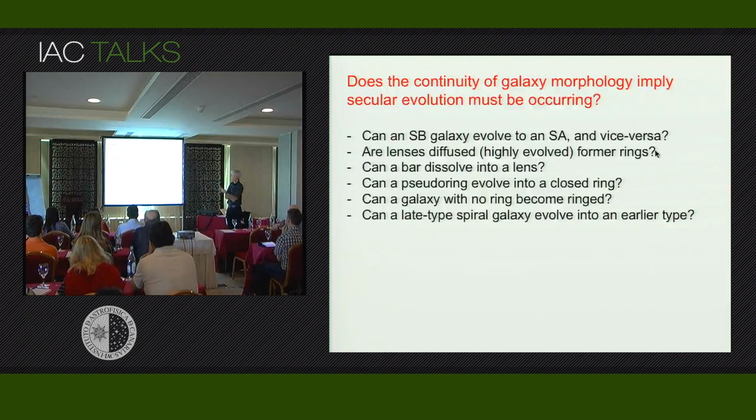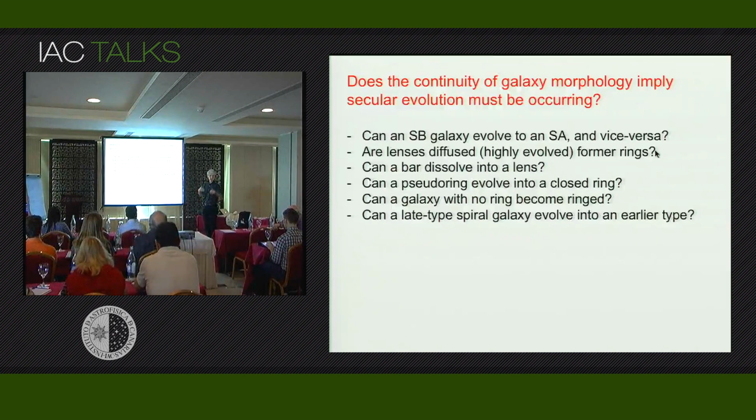So my last slide then just asks a few questions related to secular evolution. What does the continuity, or the apparent continuity, of galaxy morphology actually mean? Could an SB galaxy evolve to an SA galaxy and vice versa? Are lenses highly diffused outer rings, highly diffused former rings? Diffused means they stop forming stars and over time they spread out. Could a bar dissolve into a lens? Could a pseudo-ring evolve into a closed ring? Can a galaxy with no ring become ringed?